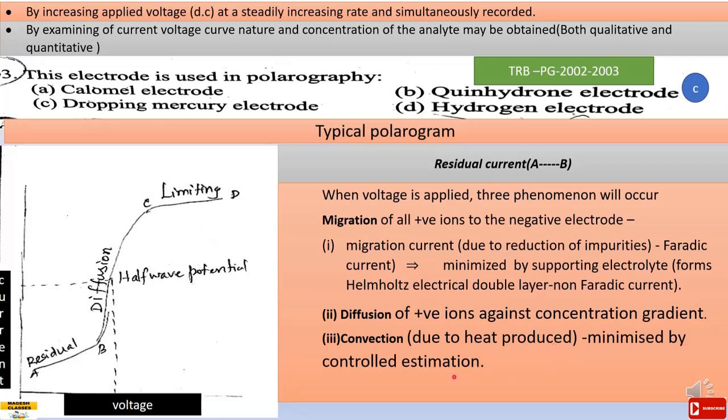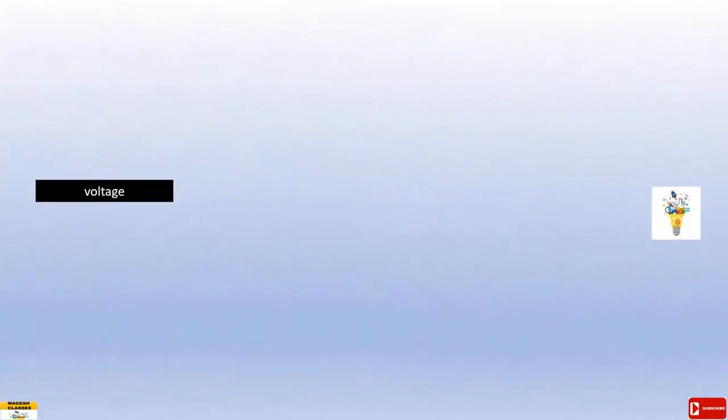So totally, the migration current is due to the reduction of the impurities, and the diffusion current is due to the movement of the positive ions from the analyte. The residual current is only due to the migration current. It slowly rises to the point, so A to B. Next is the diffusion current.